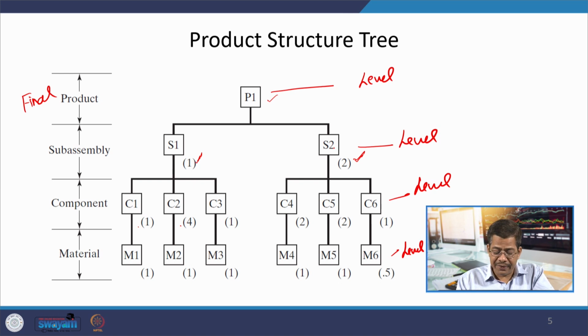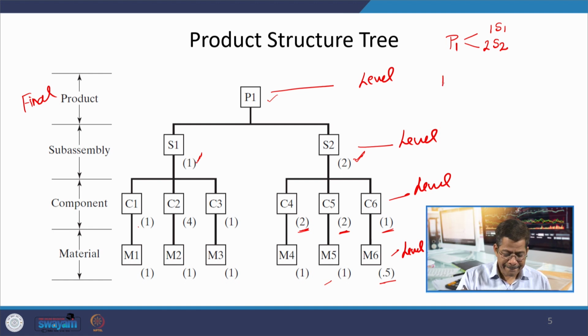Similarly, for 1 unit of S2, you require 2 units of C4, 2 units of C5 and 1 unit of C6. And for 1 unit of C6, you require 5 units of M6, 1 unit of C5, you require 1 unit of M5 and so on. Now, you can easily make these calculations based on what we have discussed in our previous class, that 1 unit of P1 requires 1 S1 and 2 S2.